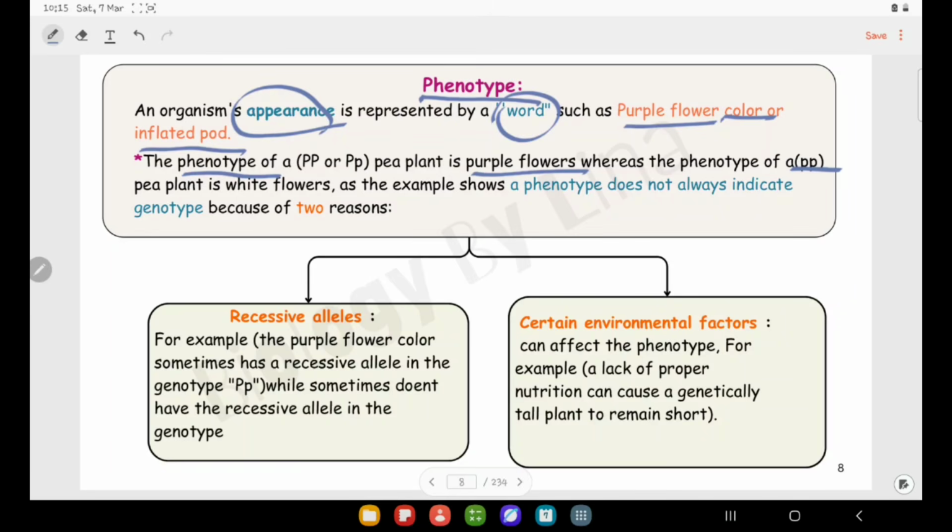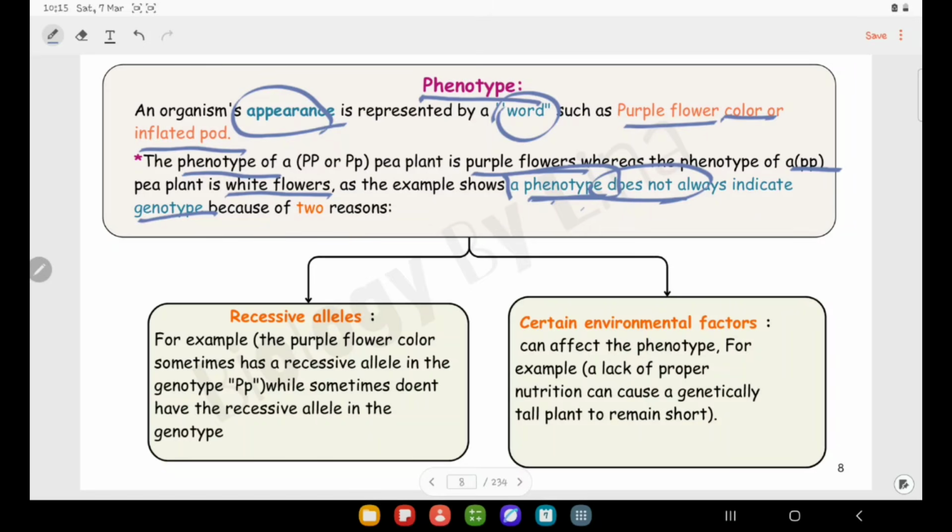While the phenotype of p small will be the white flower. Okay, and we have an important note here: a phenotype does not always indicate the genotype. This is very important, and this is only in Mendelian genetics, which means complete dominance. It's a type of Mendelian genetics. In Mendelian genetics, we can't usually say that the phenotype represents the genotype.